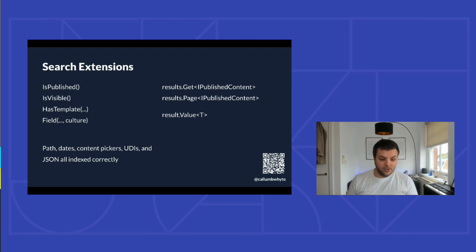Ultimately, what it lets you do is properly index dates, paths, content pickers, UDIs, even JSON objects, and you can really customize this. It can get quite advanced, but out of the box, it gives you a friendly API where you can do all of this. It also lets you do some common operations you may want to do on content searches, like checking if the item is published, or if it's visible, or if it has a template, even searching field values based on their culture, which is not something that Umbraco and Examine lets you do out of the box.